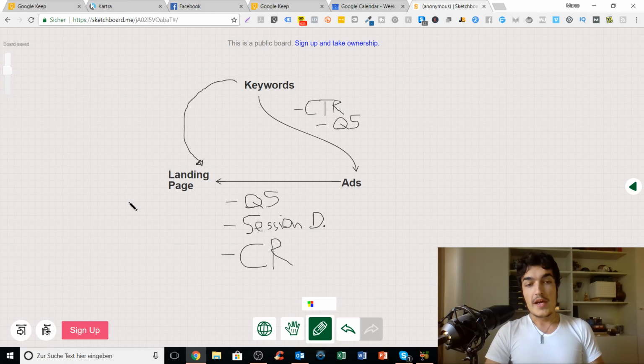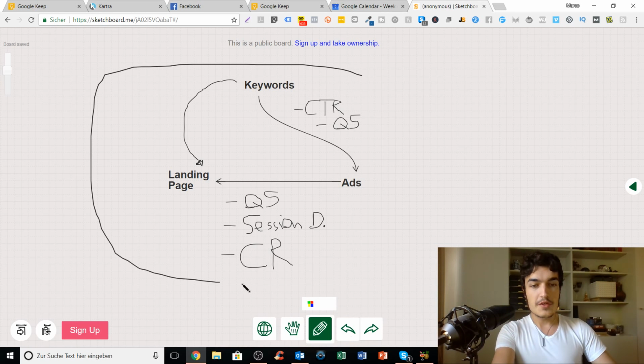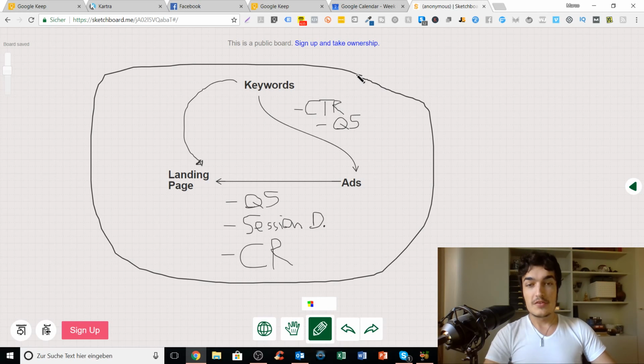This is why this is so closely related. If you don't set the right expectations in your ad for your landing page, you are very, very unlikely to make consistent sales. So you have to make sure that all these three components work as good as possible together.